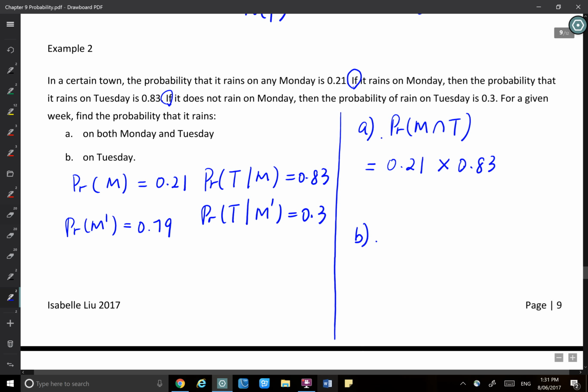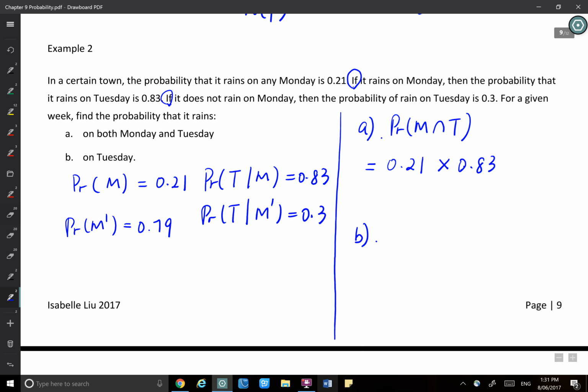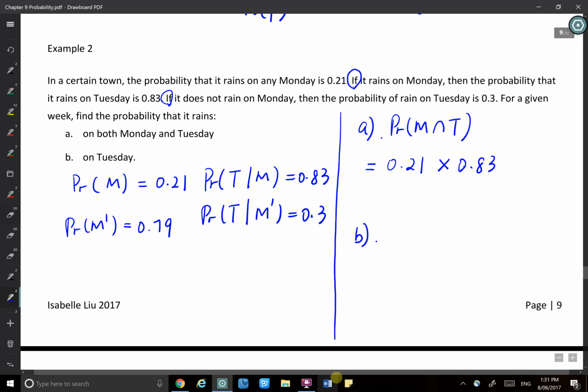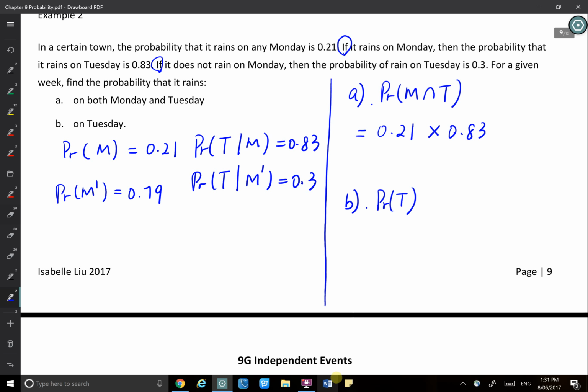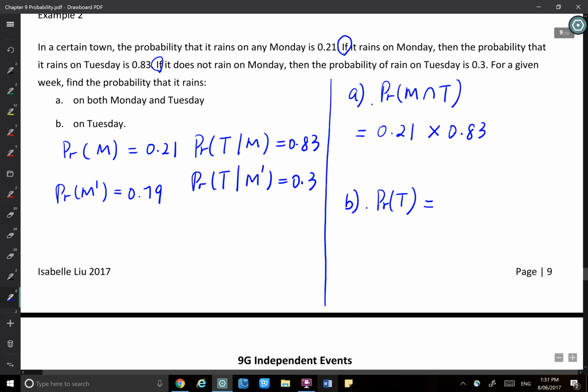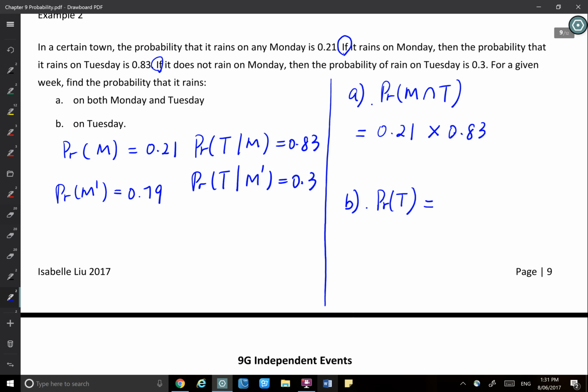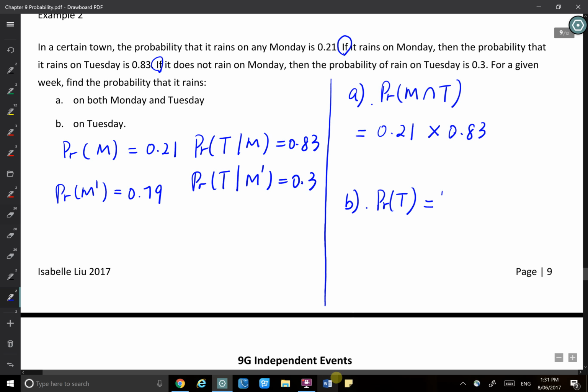Okay, part B. Will it rain on Tuesday? Here we use the law of total probability. What it's asking is the probability of raining on Tuesday, so you find the probability of T. The probability of T is affected by whether it rained yesterday or not, so I can write that as probability T given M.